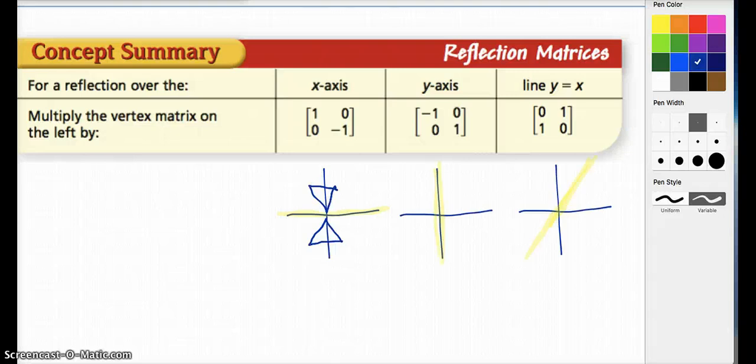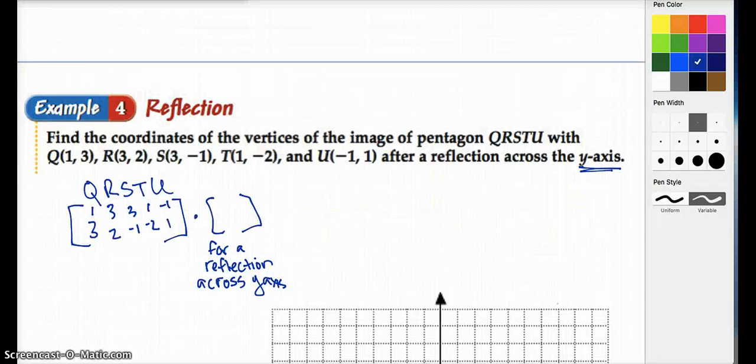So here we see a reflection over the x-axis. Here I'm attempting to show you a reflection over the y-axis in this green and blue. And finally, a reflection over the y equals x line would look something like this. And we can determine those coordinates by using these matrices. Let's try an example. This problem is asking us to take QRSTU and make it a reflection over the y-axis.